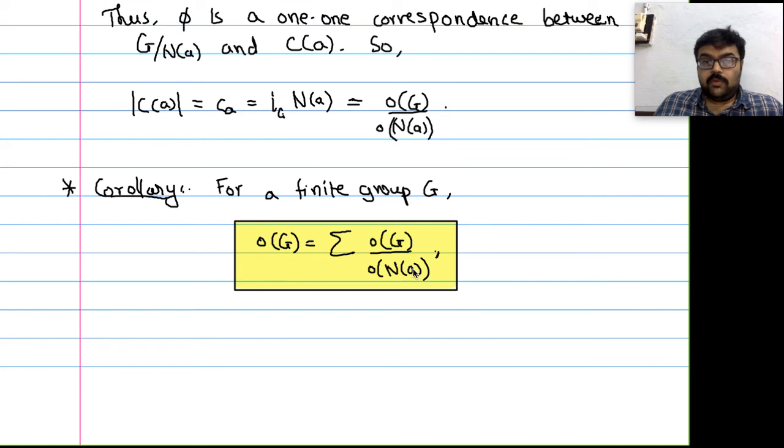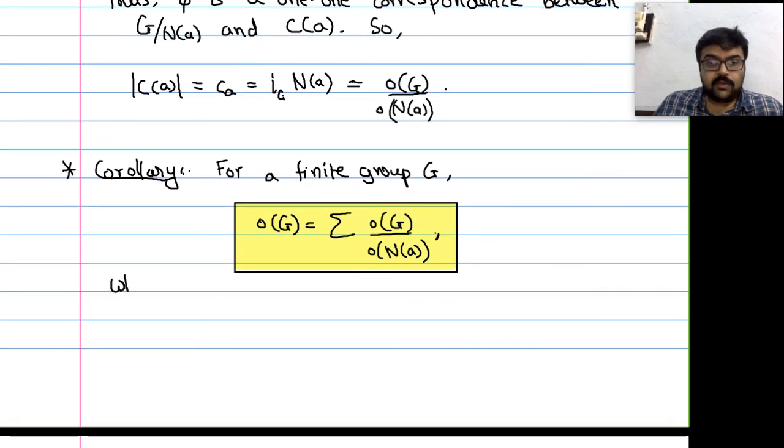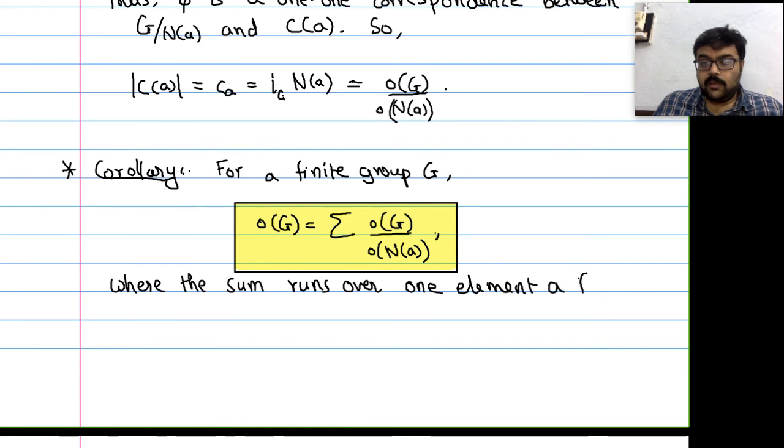But what about this sum? The sum is taken over, where the sum runs over one element a from each conjugate class of G.